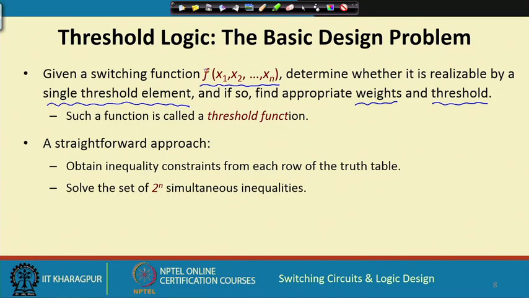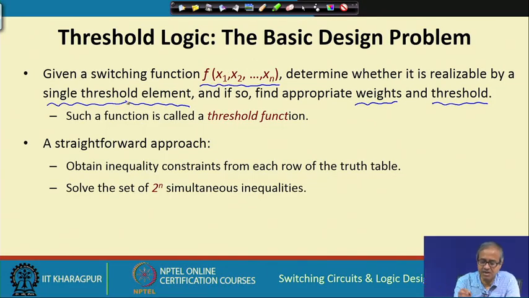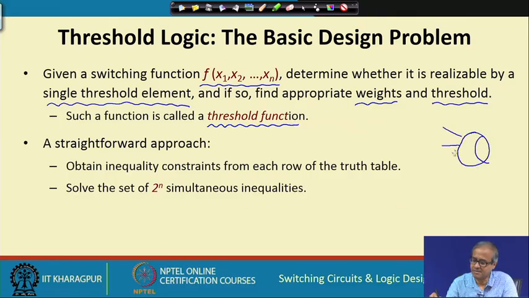Okay. So, if a function can be implemented using a single threshold element, we say that it is a threshold function. So, a threshold function is a function which can be implemented by a single threshold gate, okay, like this.